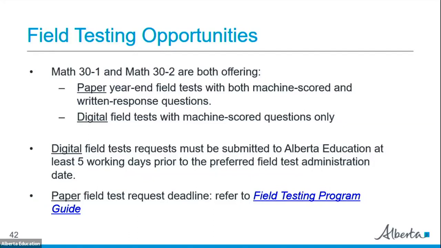Now the deadlines for requesting a field test. Digitally, it is just 5 business days prior to your preferred field test administration date. And for paper field test request deadlines, you should refer to the field testing program guide every year because it is posted in there. And for this semester, just an FYI, it is April 24th if you want to have time to administer a field test to your students this year.